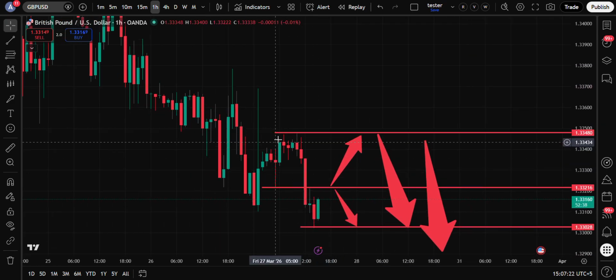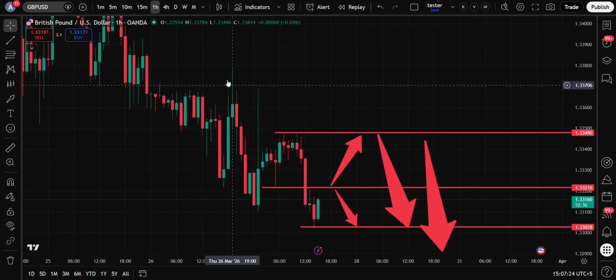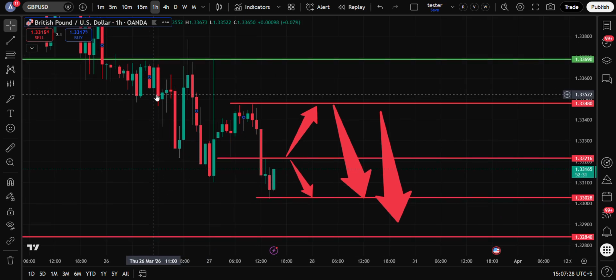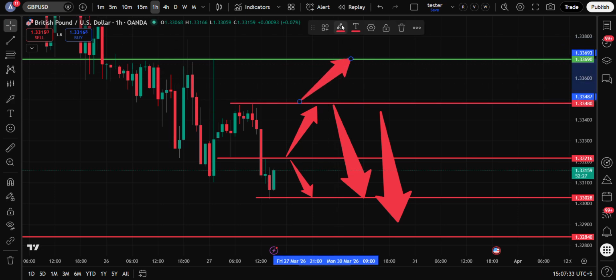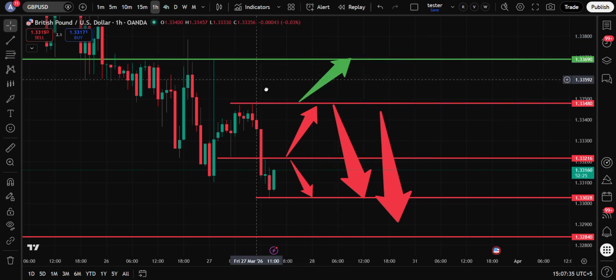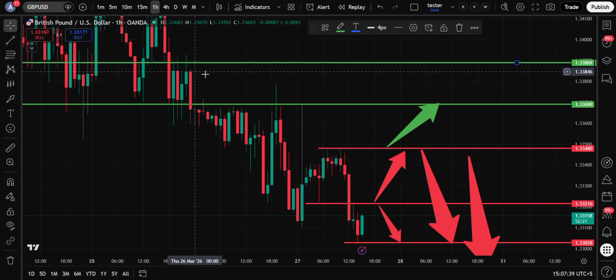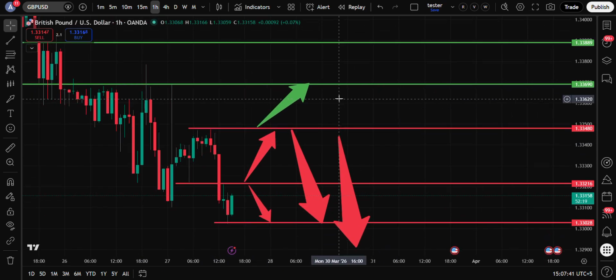And I would only become bullish, guys, once we break above 1.33480. And guys, once we do that, I would target 1.33690. After that, guys, I would go for 1.33889.